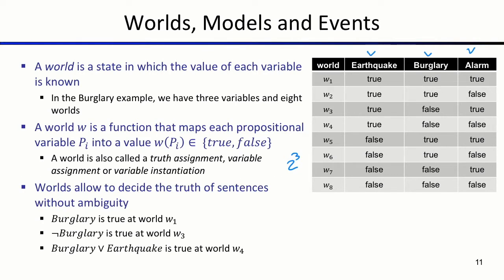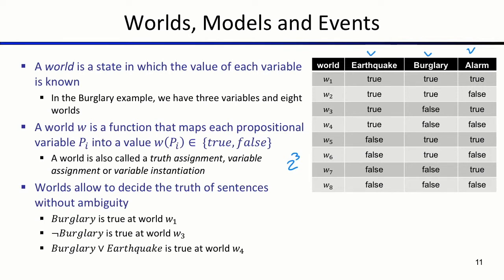We can understand the world a little bit more formally as a function that maps each propositional variable, pi, into a value that belongs to the set true and false. We also call a world a truth assignment, a variable assignment, or a variable instantiation. So we can look at a few examples here.